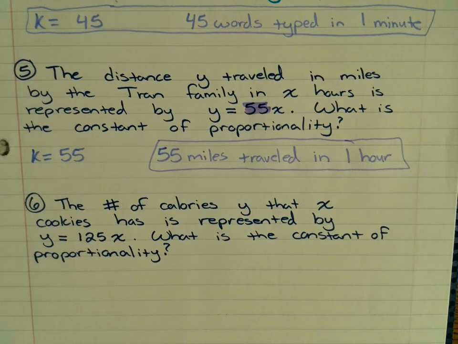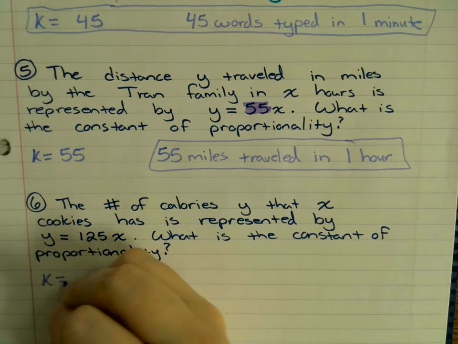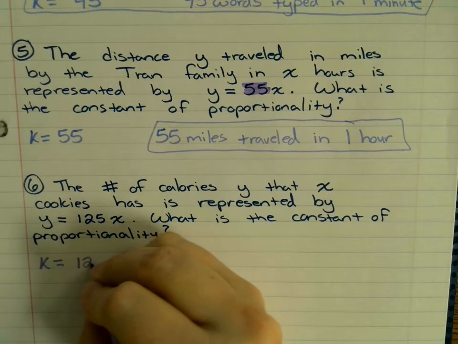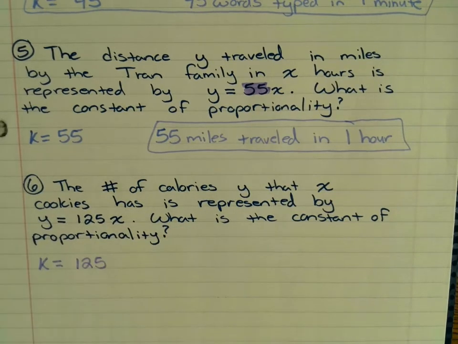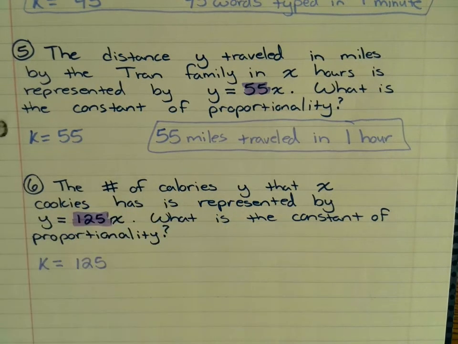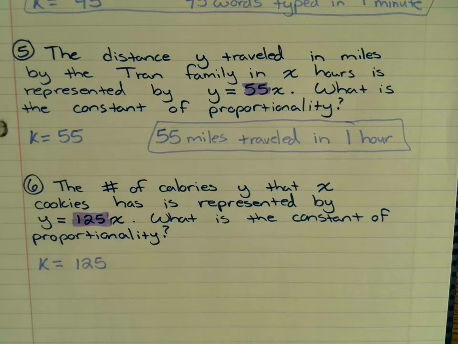Okay, for problem number 6, what is that k value? Darren? 125. So we get that 125 again. That's what it is based off of the placement in the equation. Now let's relate it back to the situation here. How's it going to relate?